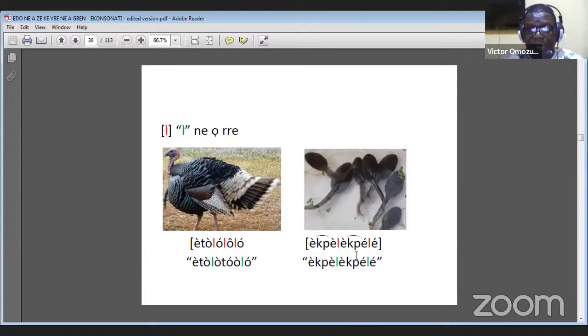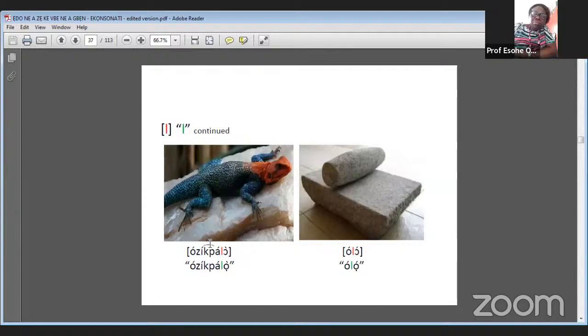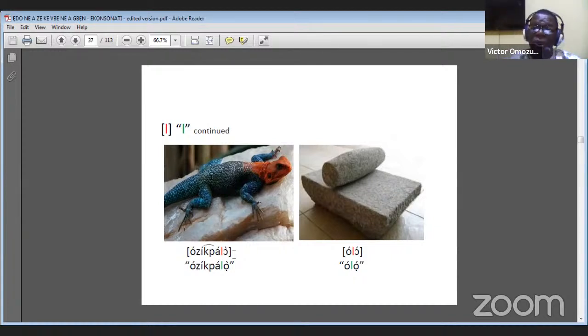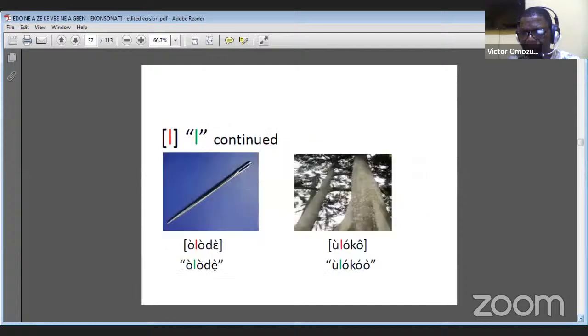It is also the same thing you have here in Ekpelepele. Ekpelepele is a taco. Then you have Li in Ozikpalo. Over there, Olo. We are familiar with all these objects. Olo that we use in grinding pepper in those days, but now it's a different matter.